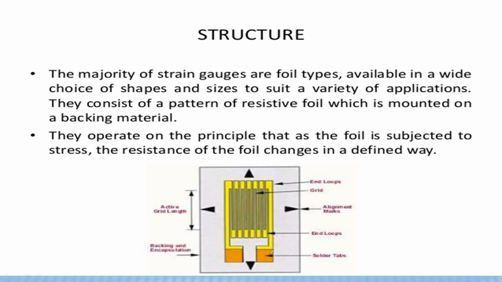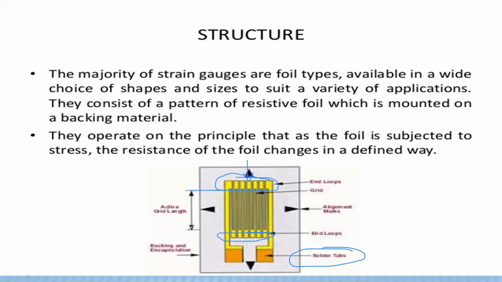In that strain gauge there are solder tabs. The solder tabs convert the mechanical forces into electrical resistance. And next one, end loops. These end loops are elastic in nature, and the forces are applied on these end loops. And next, the grid is placed. It is a non-conductive material.